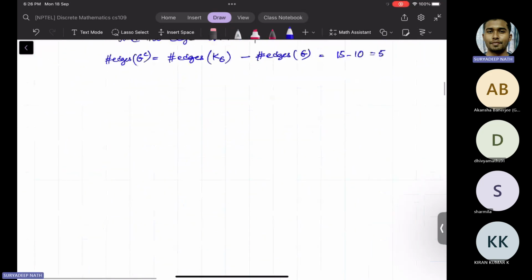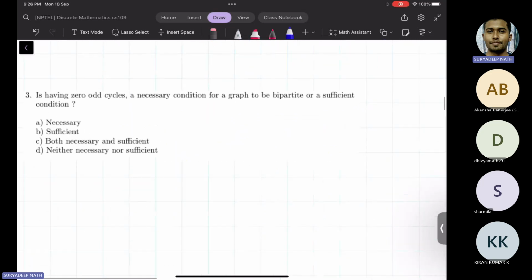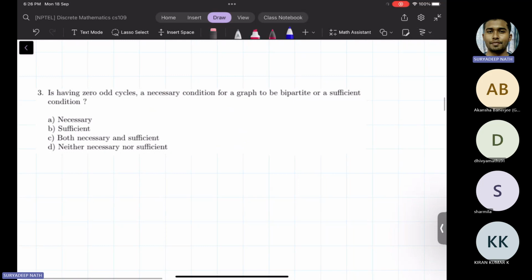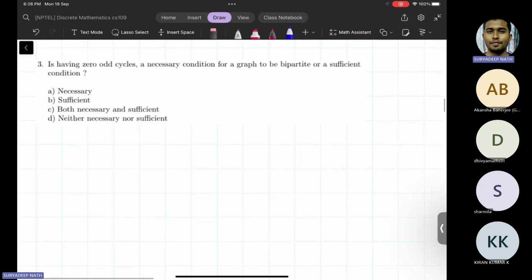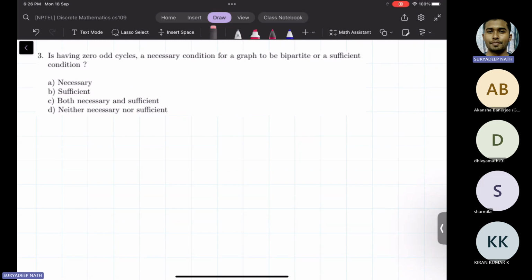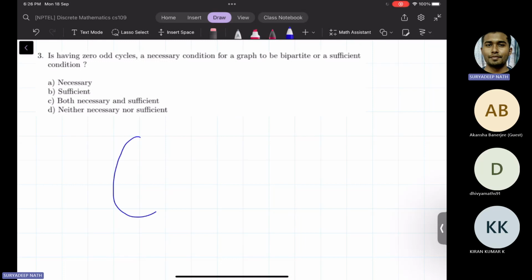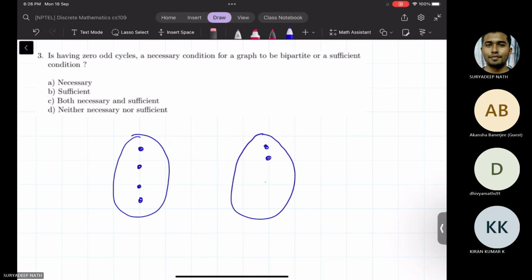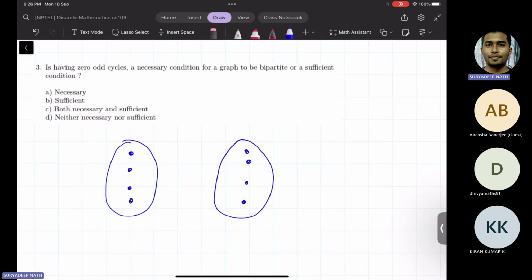All right. So let us move on to the next question. Is having zero odd cycles a necessary condition for a graph to be bipartite or a sufficient condition? So you see that a bipartite graph can be divided into two sets basically. So you have one set over here and another set over here. So a bipartite graph will have connections across the sets. So it can be connected like this.